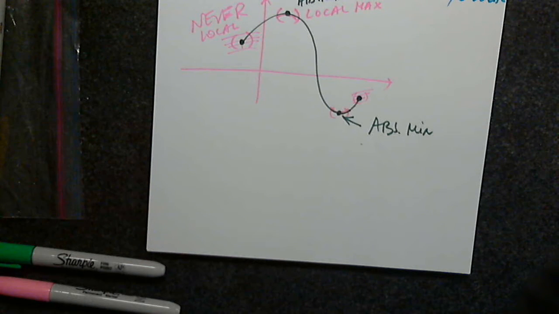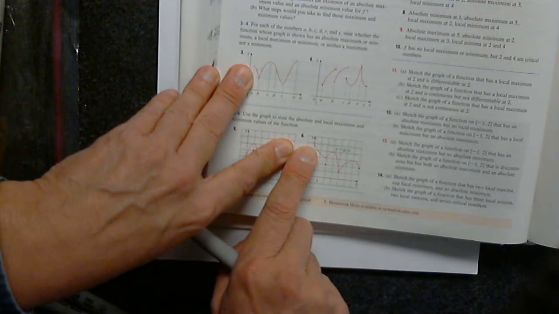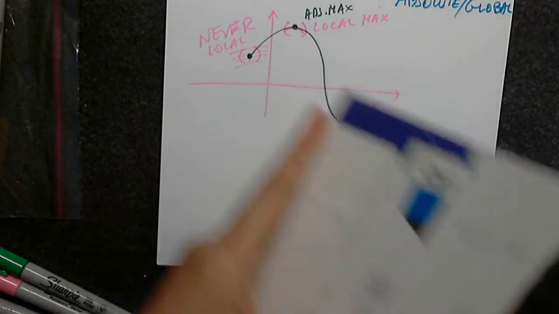Now, what I would like to look at for a minute is some graphs in your book. Right here. Please choose any graph you want, 3, 4, 5, 6. It says use the graph to state the absolute and local max, min values of each function. Which one? 6. We want to look at 6. Very good. So you agree that this point does not exist. I think I changed the problem, right? So as you see, this point does not exist.